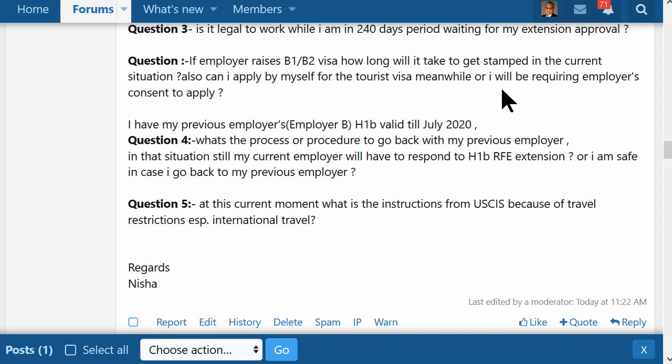How do you go back to the old employer? Either they have to apply for an H-1B again if you are on B1, B2, or if the H-1B is still active and you got the extension approved, then you stay with the old employer. It's a difficult question to answer. There are no instructions from the USCIS other than the ones that I have told you about. So they haven't made any other special accommodations.